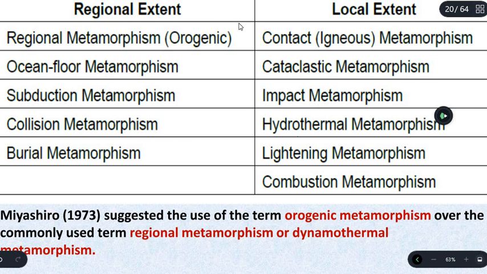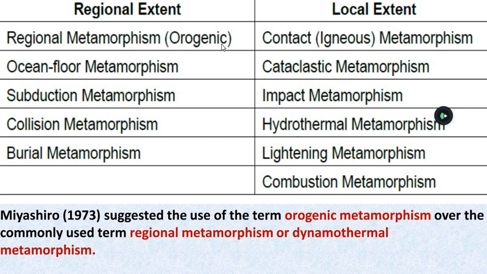So see, a question came from here about what is the regional grade and what is the local grade. Regional metamorphism is the type of orogenic metamorphism. Regional and local extent depends upon the scale of the metamorphism. Simple. Ocean floor metamorphism is regional. Subduction metamorphism is regional. The higher scale of metamorphism is regional, and what is on a lower scale of metamorphism is called local.